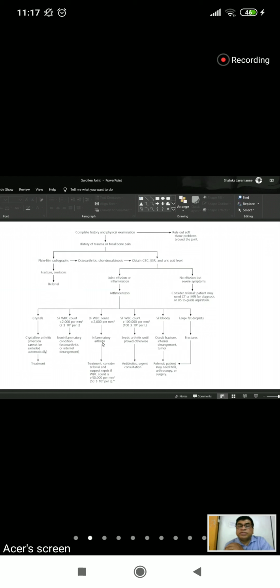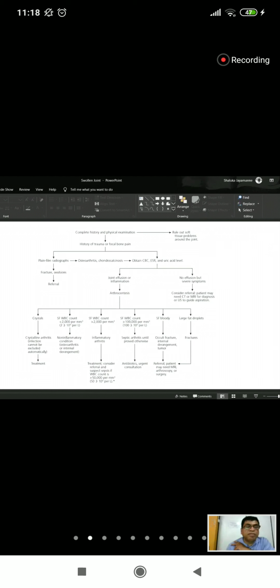Then if there is a joint effusion, we usually go for an arthrocentesis. You get the synovial fluid, and based on the synovial fluid, you can diagnose the different etiologies of arthritis. Like if you can detect crystals, it will be a crystal deposition arthritis. Then depending on the white cell count, you will diagnose the non-inflammatory, inflammatory, and septic arthritis, occult fractures, and fractures. So this algorithm shows you a clinical approach to diagnosing arthritis.